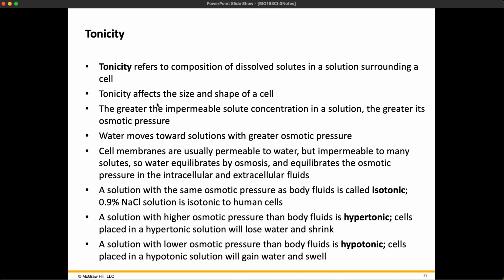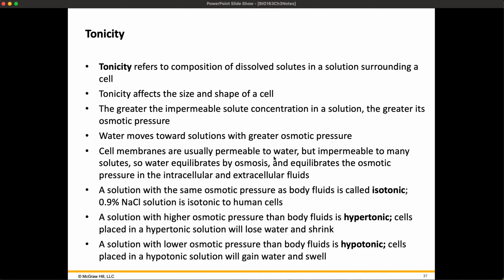So tonicity affects the size and shape of a cell. The greater the impermeable solute concentration, the greater its osmotic pressure. So again, the more solutes you have in an area, the more force it's going to push onto the water that it's going to be requiring. Water moves towards solutions with greater osmotic pressure because that's the direction that water is being pulled into.